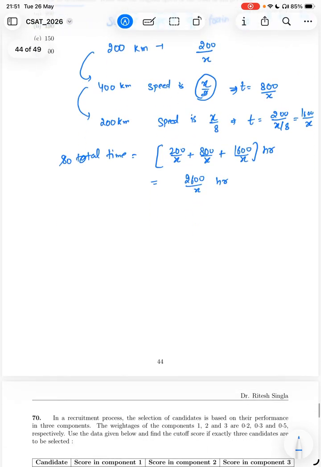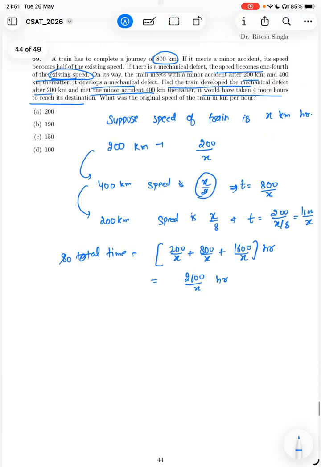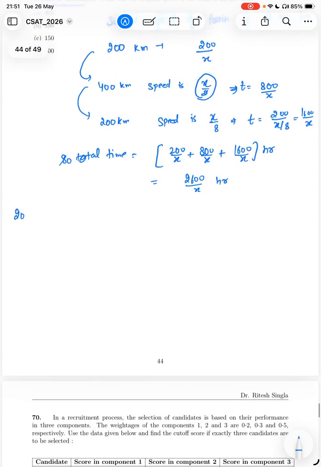Now what it is saying is if the train has the mechanical defect after the first 200 kilometers. So for the first 200 kilometers, it will take 200 upon x time. For the next 400 kilometers, speed is x upon 4. So time is 400 upon x upon 4, which is 1600 upon x.